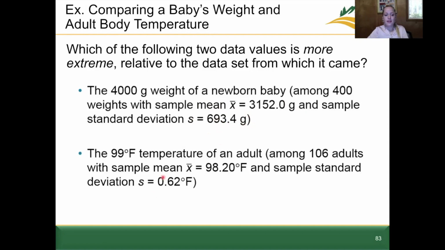We're going to compare this to a 99-degree Fahrenheit temperature of an adult that was measured among 106 adults, where the sample mean was measured at x bar = 98.20 degrees Fahrenheit, where the sample standard deviation, or lowercase s, was calculated to be 0.62 degrees Fahrenheit. Now again, our question is, which of the following two data values, comparing 4,000 grams and 99 degrees Fahrenheit, is more extreme relative to the data set from which it came? So when we see a question like this, we're going to calculate the z-score in order to answer this question.